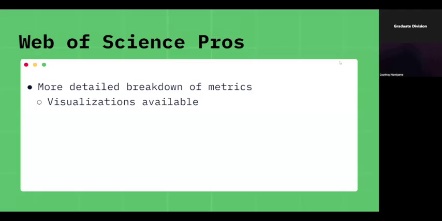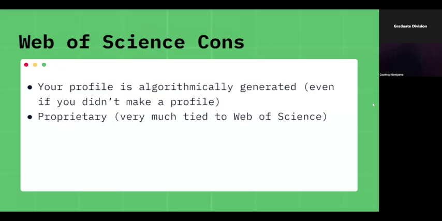Okay, so obviously a huge perk of Web of Science is that it has a more detailed breakdown of the metrics. So lots of different visualizations available. It also captures your different names and the variations of your name so that we know that's the same person, for example.